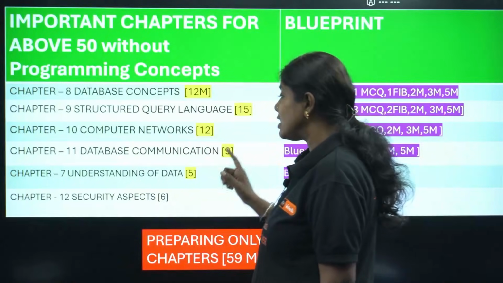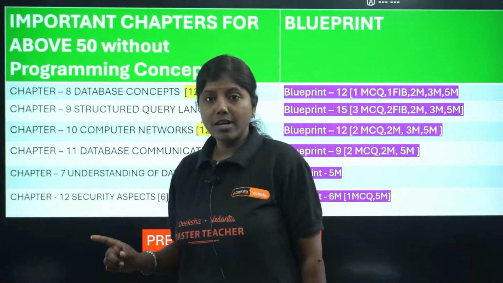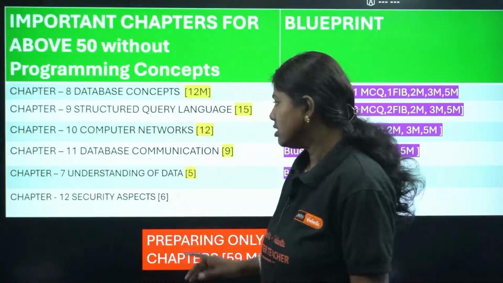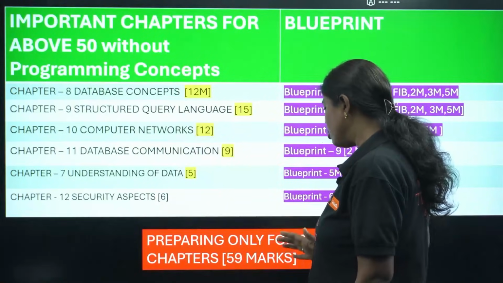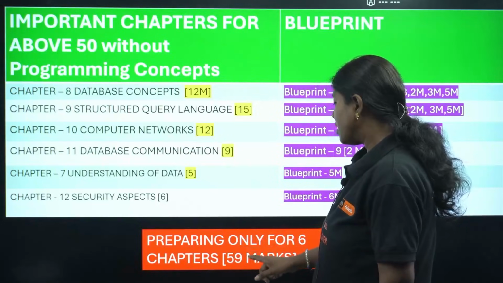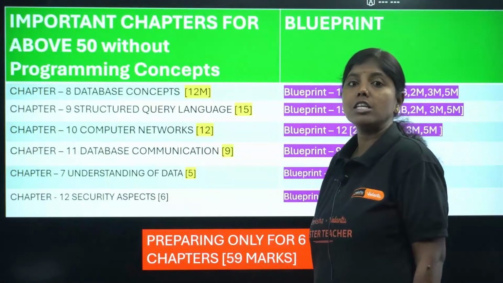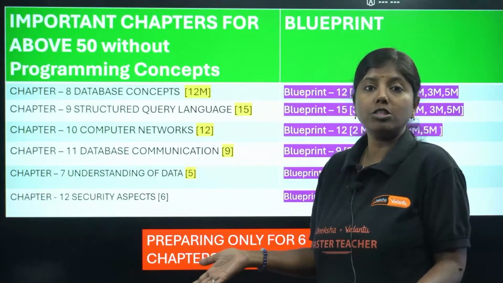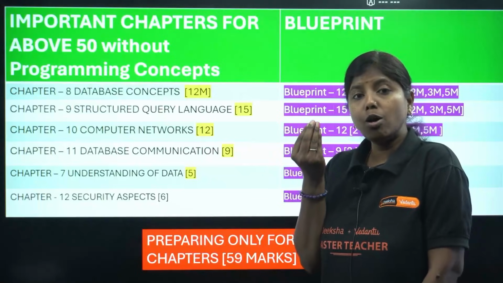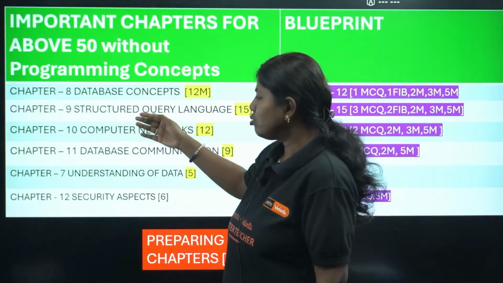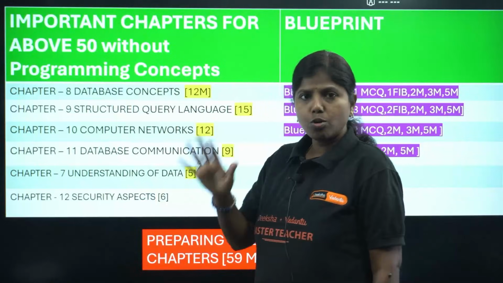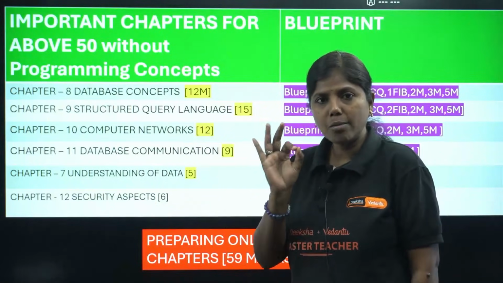And we have security aspects. Security aspects is a completely theoretical chapter, so you're going to get 6 marks. So how much are we attempting for this? Totally we are attempting 59 marks. And how many chapters are you supposed to study? Only 6 chapters. So you can just see here 1, 2, 3, 4, 5, 6. So only 6 chapters, and I'm damn sure about it.